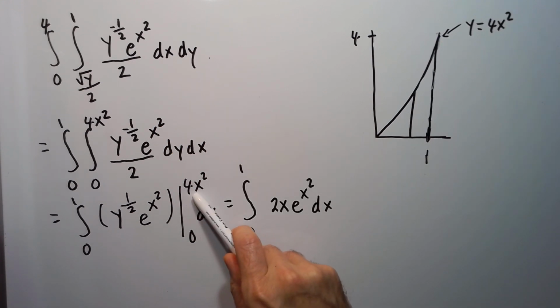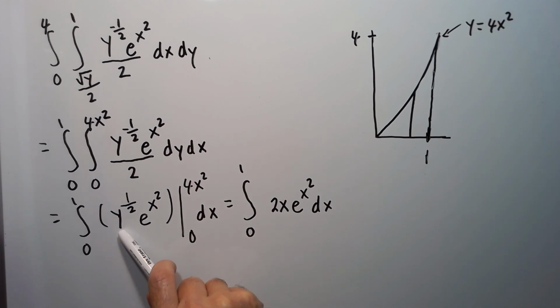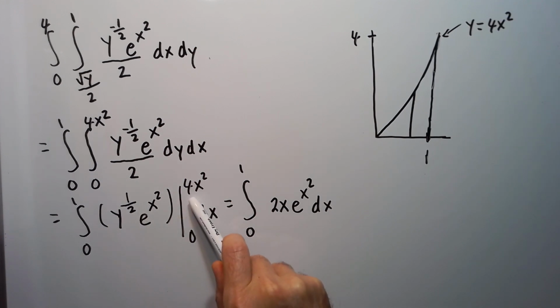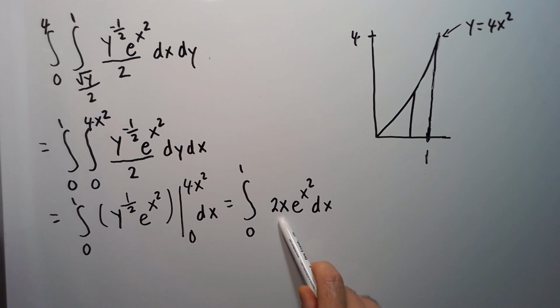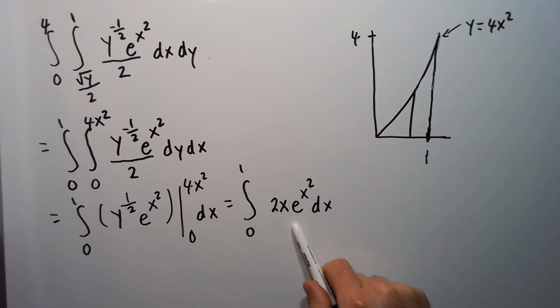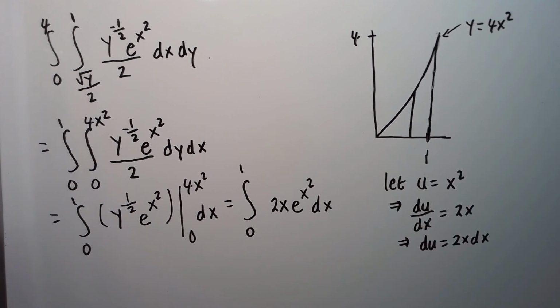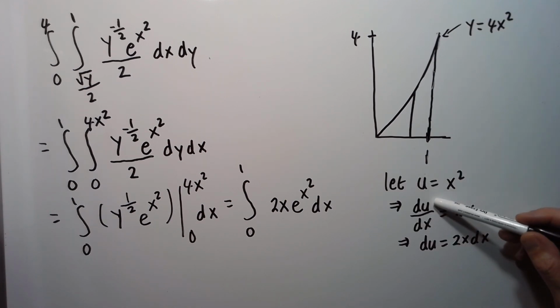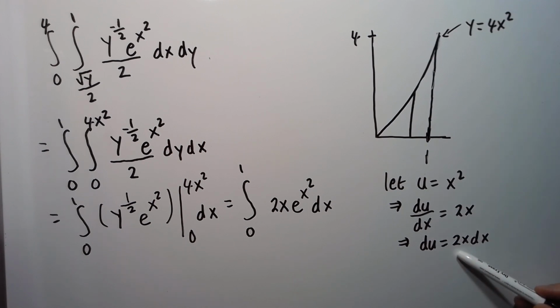So putting 4x squared in place of y, it's the square root of that. The square root of 4x squared will be 2x. So let's have a 2x here, e to the x squared. And now this is something we can integrate. Now we're going to let u equal x squared. So letting u equal x squared, then du/dx is 2x, so du is 2x dx. I have 2x dx here.